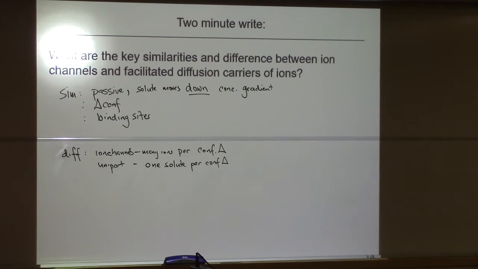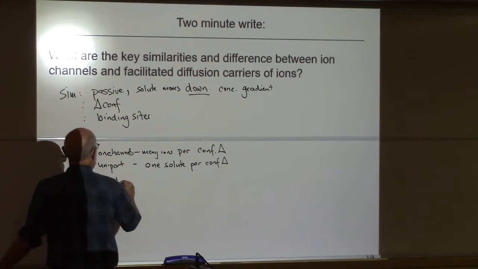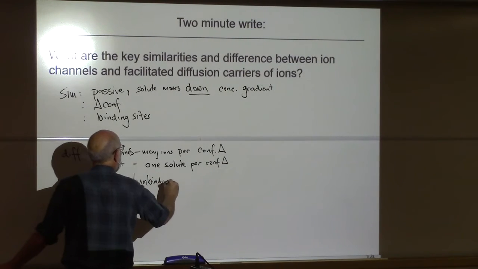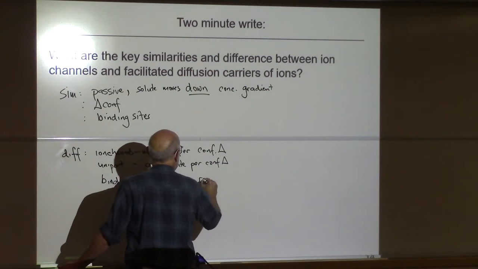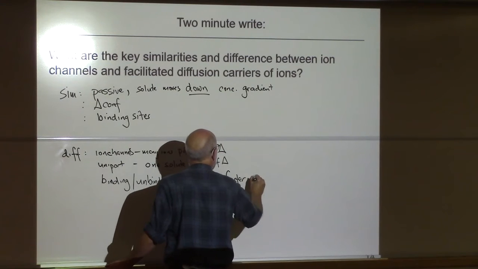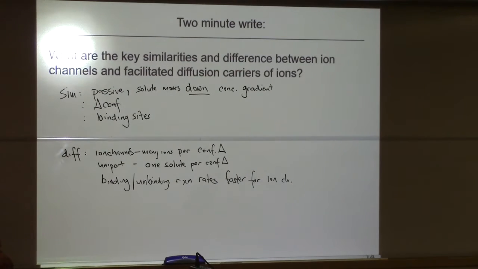Okay, any others? Abby: Binding and unbinding interactions are faster for ion channels. Good. So they have binding sites, but the binding and unbinding reaction rates are faster for ion channels. Any others?